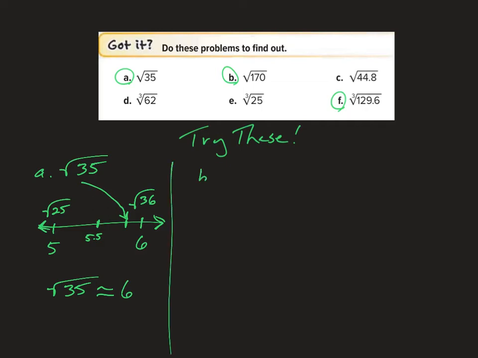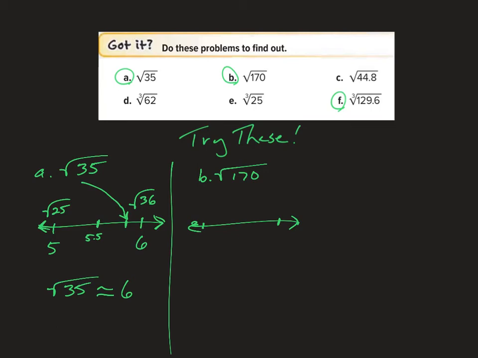B, we're looking for an estimate of the square root of 170. Again, I make my number line. I find a perfect square that's larger and a perfect square that's smaller. And if you're not sure, you can kind of guess and check using your calculator.